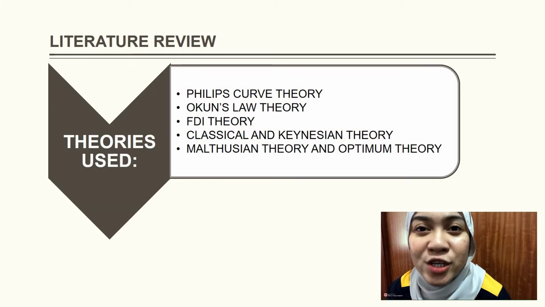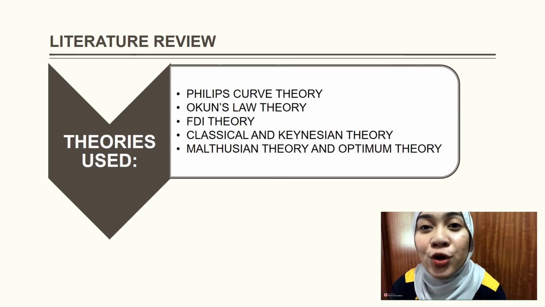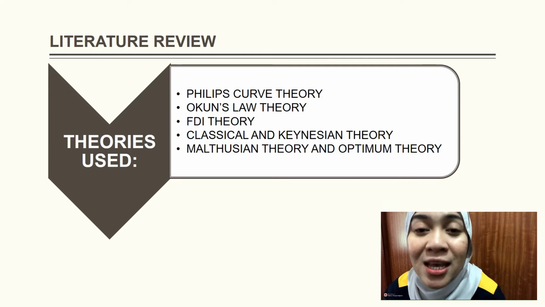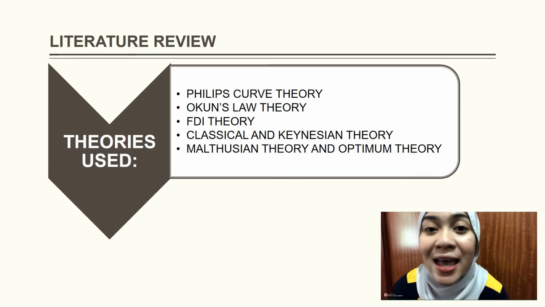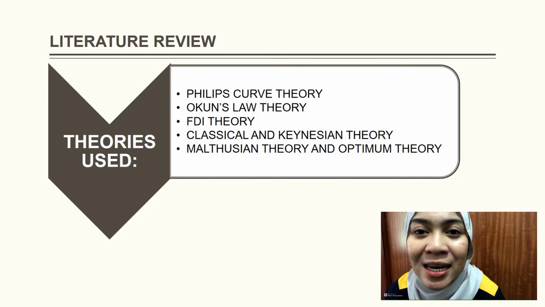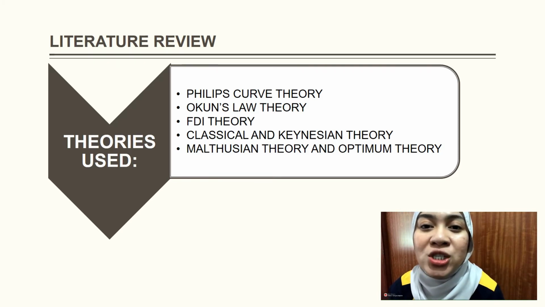Next, we proceed to the literature review. The theories used in this research are: first, the Phillips curve theory, which explains the relationship between inflation and unemployment rate. Second is Okun's law theory, which explains the relationship between economic growth and unemployment rate. The third one is FDI theory, which explains the relationship between foreign direct investment and unemployment rate. The fourth is classical and Keynesian theory, which indicates the relationship between minimum wages and unemployment rate. And lastly, Malthusian theory and optimum theory, which explain the relationship between population and unemployment rate.